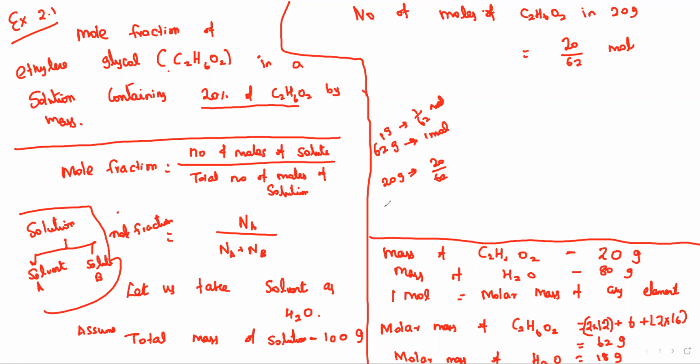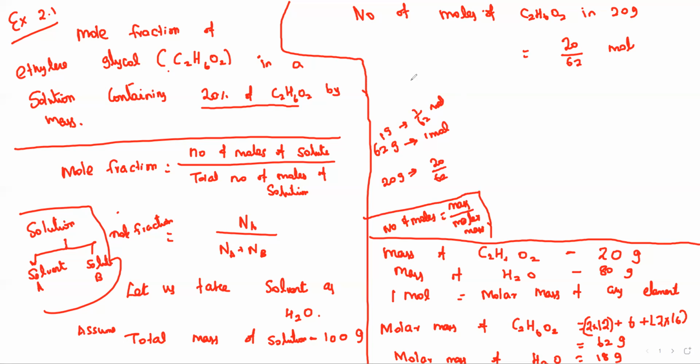If you want to find the number of moles for any compound, you have to find the mass divided by molar mass. That will be the number of moles. Is that clear? Yes. Mass by molar mass. So 20 by 62 moles. So you can calculate from that.